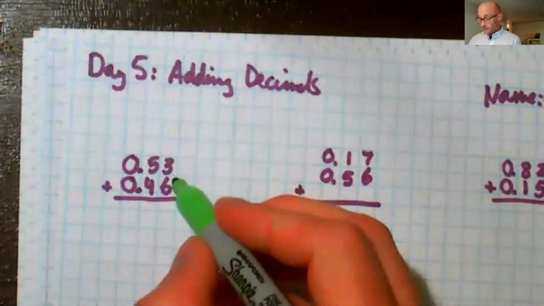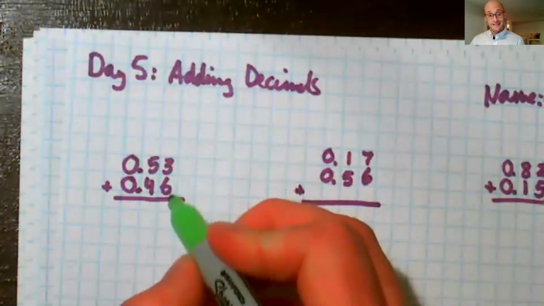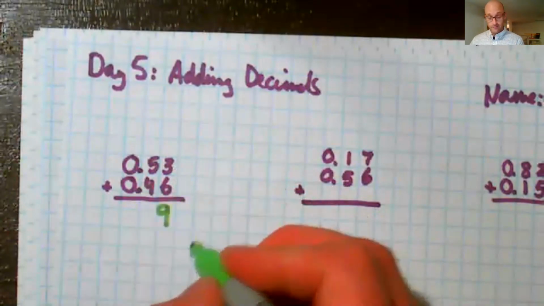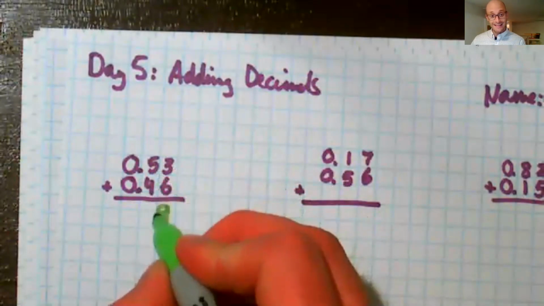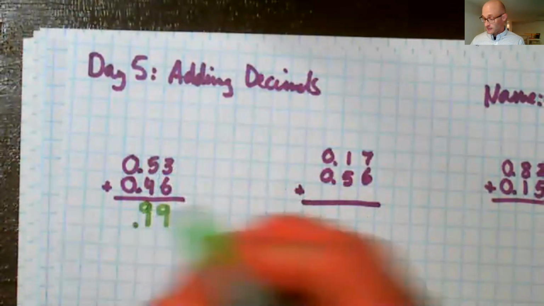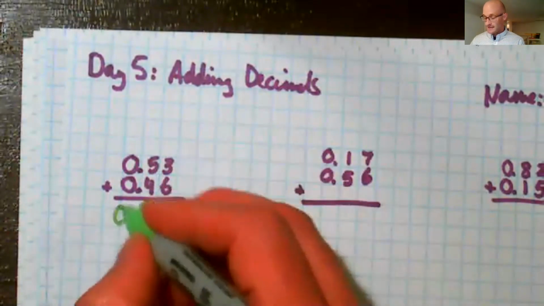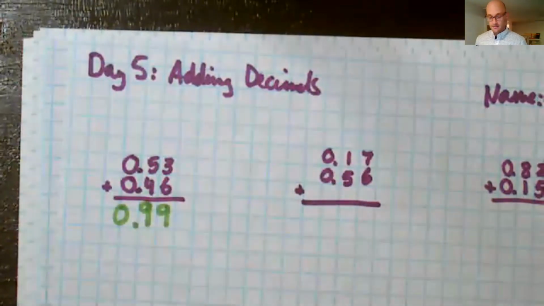I start off. I'm going to do 3 pennies and 6 pennies. 3 cents and 6 cents would make 9 cents. No regrouping necessary there. I don't have more than 10. And 50 cents and 40 cents makes 90 cents. And that 9 right there in that place value means 90. So this would be 99 cents. 53 cents and 46 cents would make 99 cents.